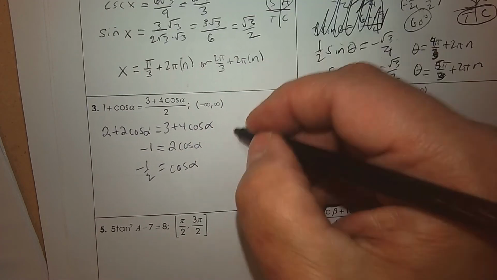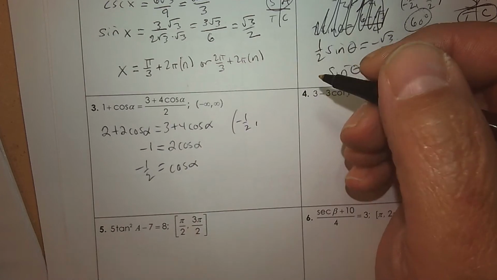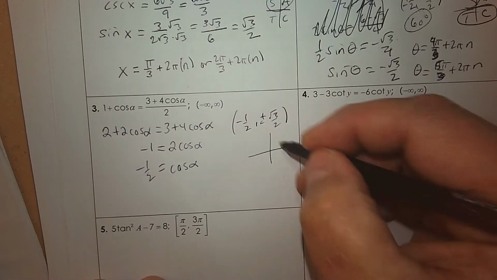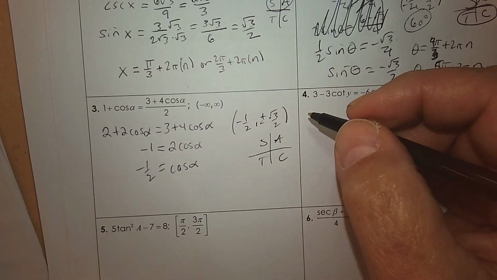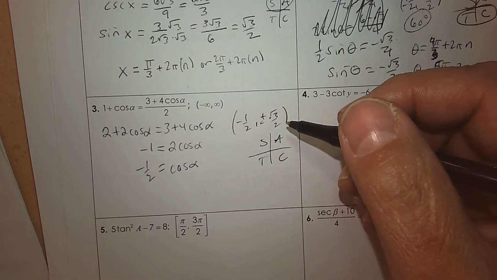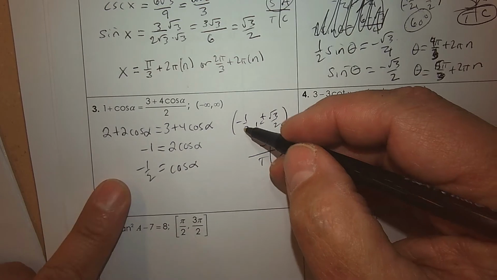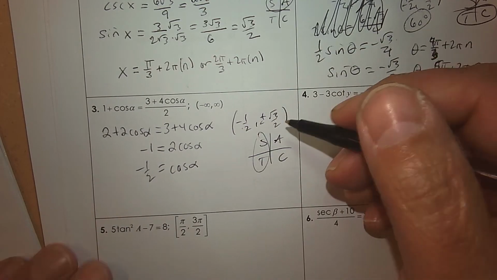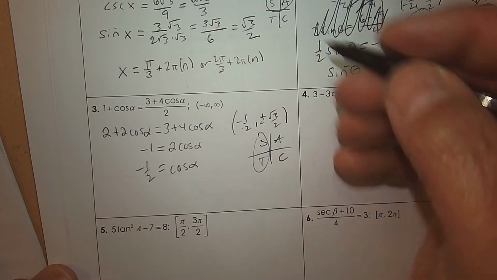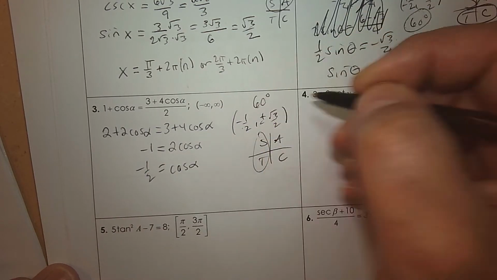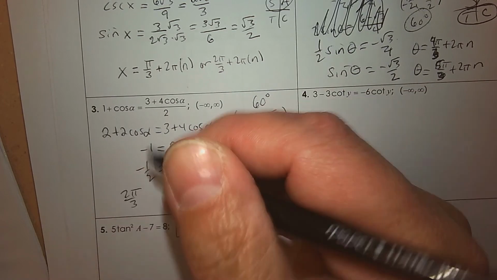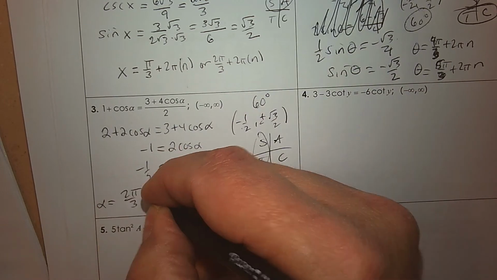Understand that that's my x-coordinate. The y-coordinate could be positive or negative root 3 over 2. What quadrant is that in? For cosine to be negative, it's going to be in quadrants 2 or 3. And what's the reference angle for this? Again, it's 60 degrees. So in quadrant 2, that would be 2 pi over 3. And the generic answer would involve 2 pi.